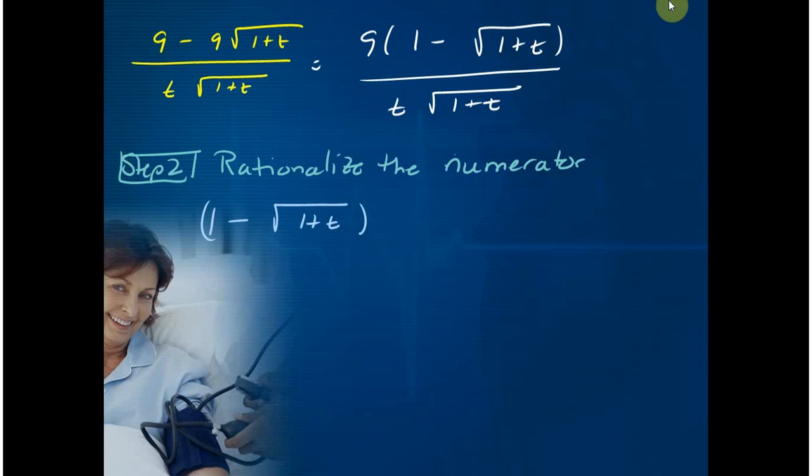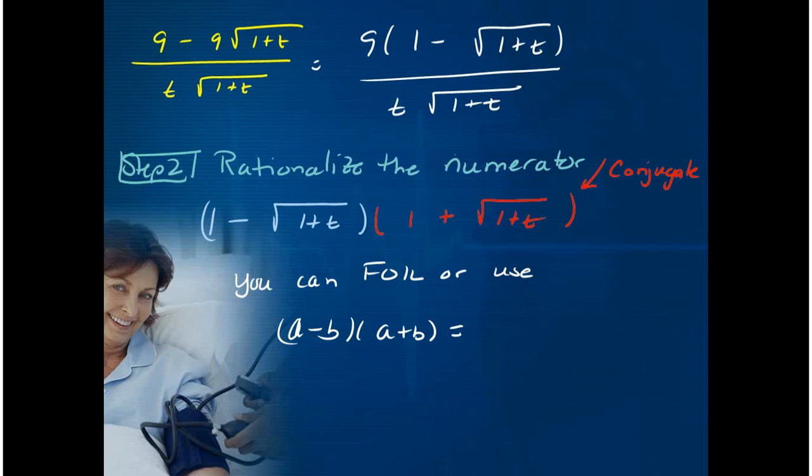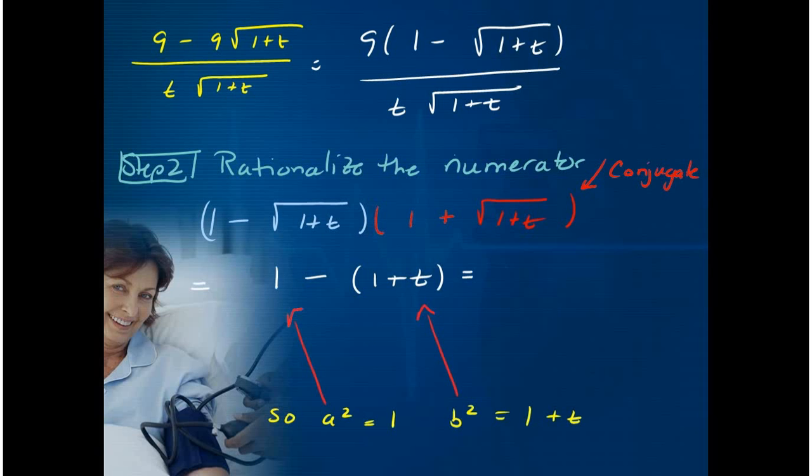So the numerator has this piece, the 1 minus square root of 1 plus t. I'm going to multiply that by its conjugate, which is 1 plus the square root, instead of 1 minus the square root, times 1 plus the square root. If I do that, I can FOIL it, but there's a reason why I'm doing that. It turns out that this is the difference of squares. It's a minus b times a plus b, with a equal to 1 and b equal to the square root of 1 plus t. That we know is a squared minus b squared. A squared is 1, and b squared is 1 plus t, because all squaring this term does is it removes the radical.